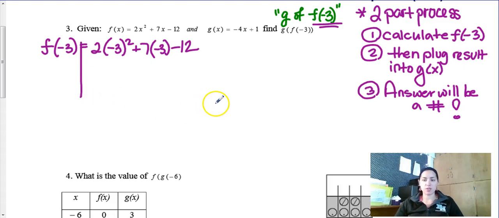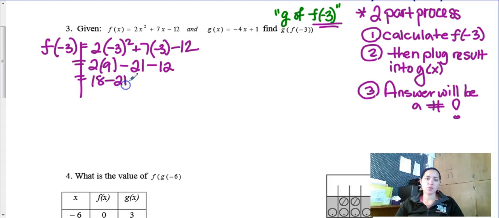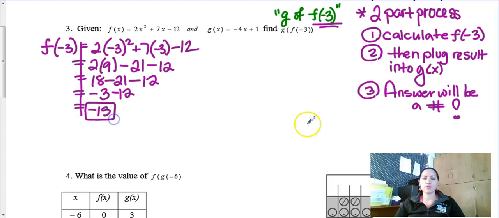Pause, you finish. From memory from last year, from our bell ringers that we've done on this, I'm hoping that we'll be in good shape. When you're ready, check answers with me. So I get negative 3 squared is 9, so this becomes 2 times 9 minus 21 minus 12. That's 18 minus 21 minus 12. 18 minus 21, that's negative 3 minus 12. Negative 15. Do we match? Hope so. If not, check your signs.